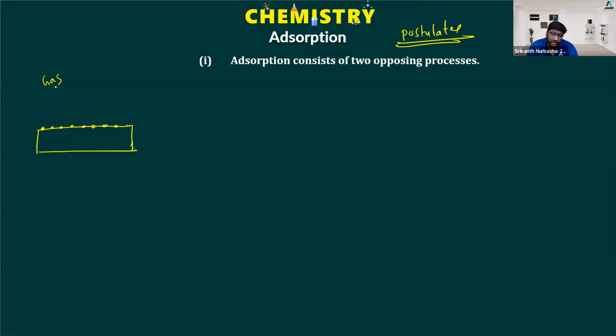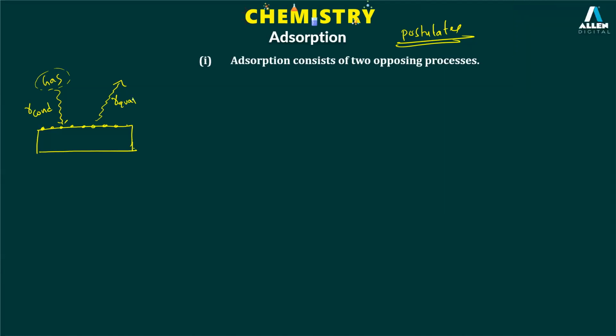Condensation means gas molecules coming and getting adsorbed. Evaporation means whatever molecules are already adsorbed, they will desorb. The gas molecules have a tendency to come and adsorb. The molecules which are already adsorbed can desorb. These are the two opposing factors. That means there is some rate of condensation, there is some rate of evaporation.